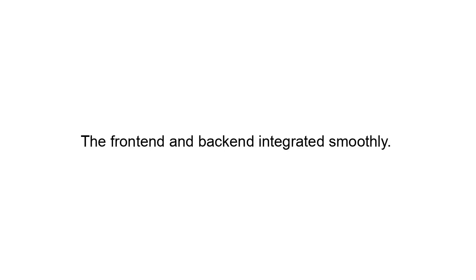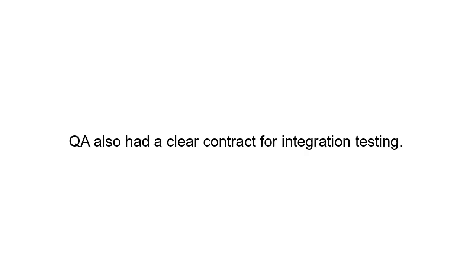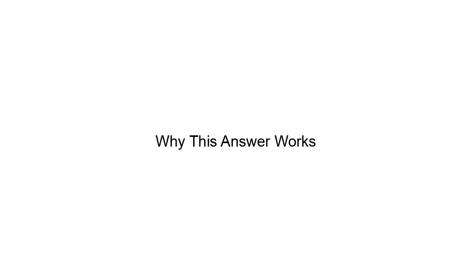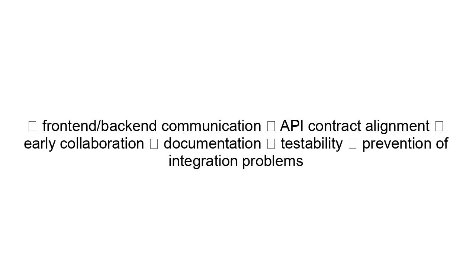Result: the front-end and back-end integrated smoothly. We avoided late field name changes and response format defects. QA also had a clear contract for integration testing. Why this answer works? This answer is good because it shows front-end back-end communication, API contract alignment, early collaboration, documentation, testability, prevention of integration problems.